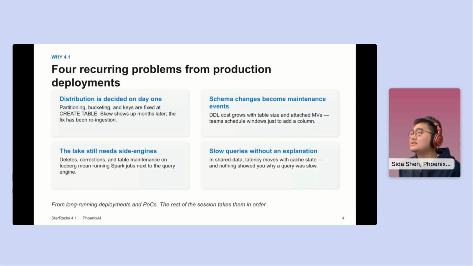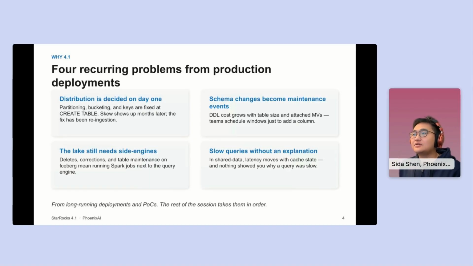Second is schema change. We had fast schema change for shared-nothing. But for shared-data, it's still a challenge. It's still not just a metadata operation. It's still kind of slow. And also, if you have some features that didn't support that, it created a lot of pain. So we have new features in this release to support that.